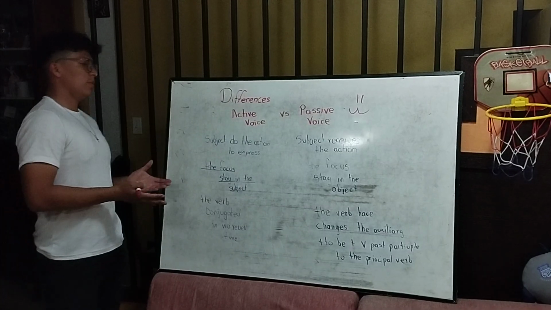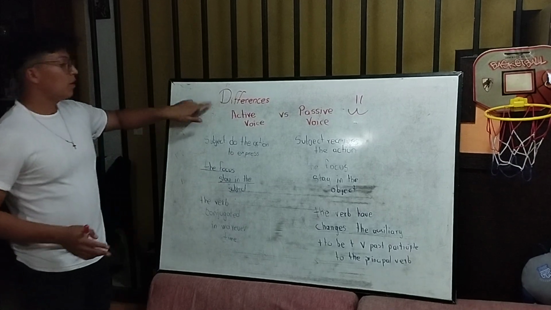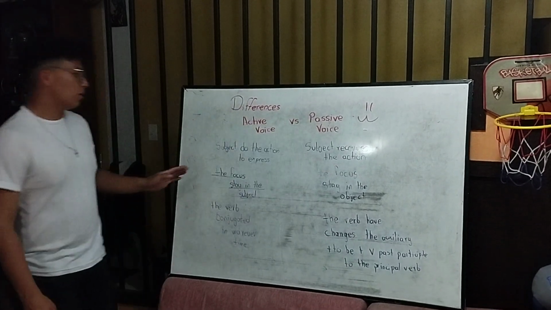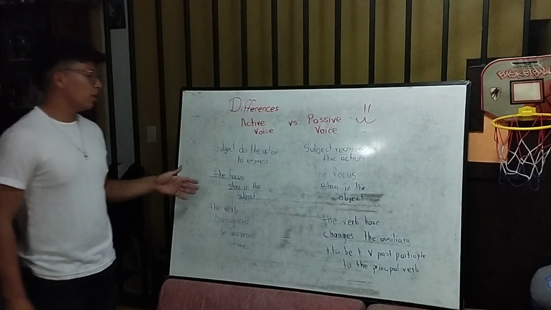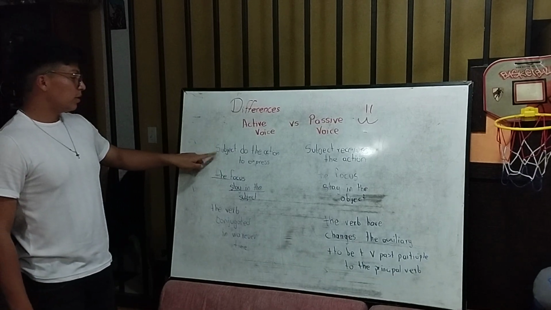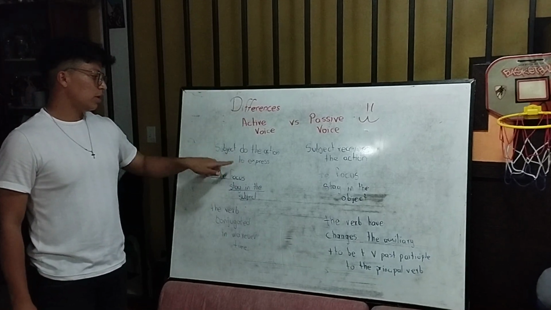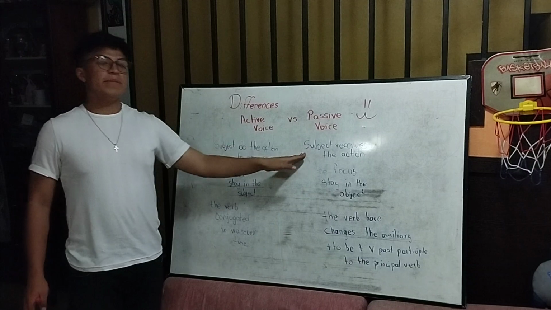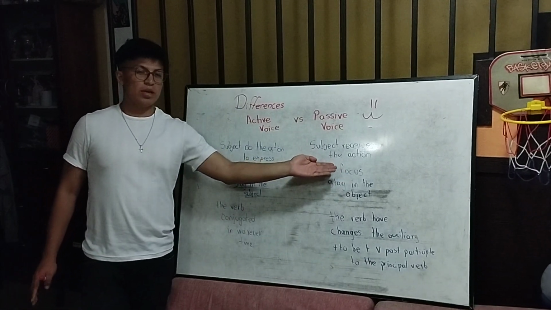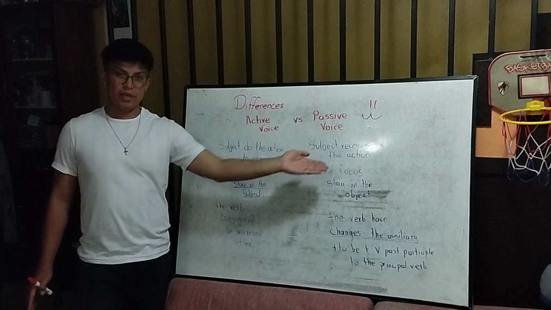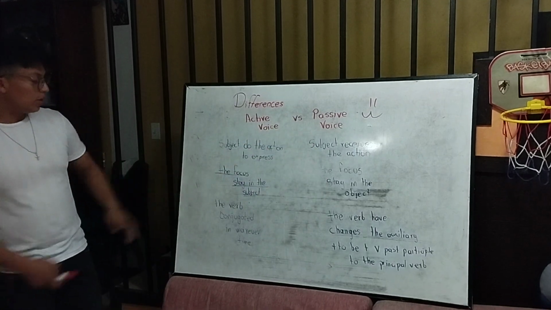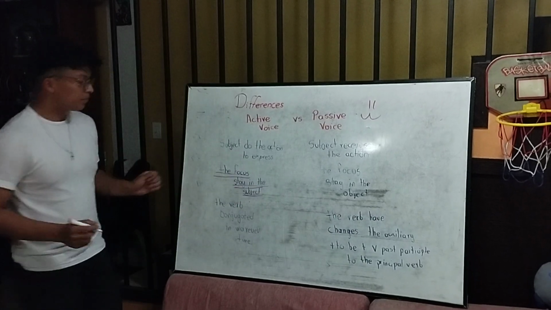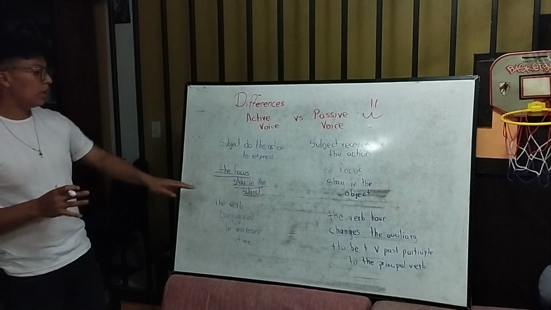Now let's explain the difference between active voice and passive voice. The first principle: in active voice the subject does the action, and remember, in passive voice the subject receives the action, becoming the complement of the sentence. The second: in active voice the focus stays on the subject.